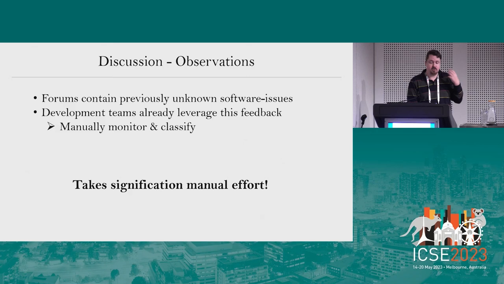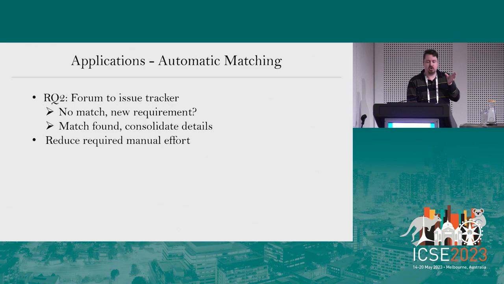We saw that these development teams we looked at were leveraging this feedback for requirements, often transferring it to their issue tracker to work on. However, this presumably takes a lot of their time and manual effort. So our automatic analysis tools, particularly matching the forum issue to the issue tracker.